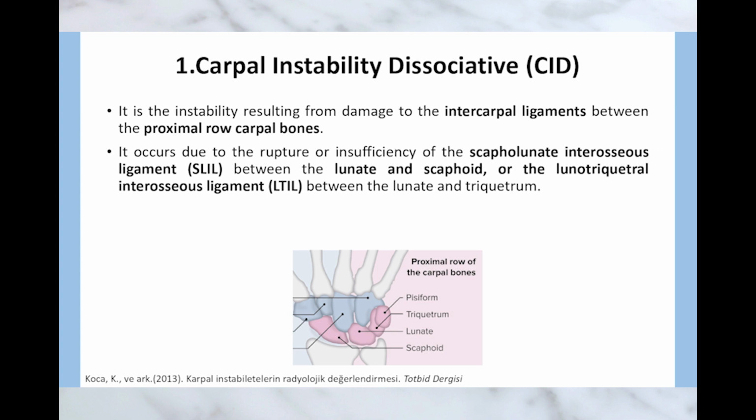So CID happens within a single row, either the proximal row, that's the one closer to your forearm, or the distal row, which is closer to your hand. And it usually comes from an injury to one of those interosseous ligaments. Those are the tough ligaments that connect the carpal bones to each other. And the two main ones we look at are the scapholunate interosseous ligament, SLIL, which connects the scaphoid and lunate bones, and then the lunotriquetral interosseous ligament, or LTIL, which connects the lunate and the triquetrum. Okay, so we've got those two main ligaments, and those names are a mouthful, but they're clearly very important.